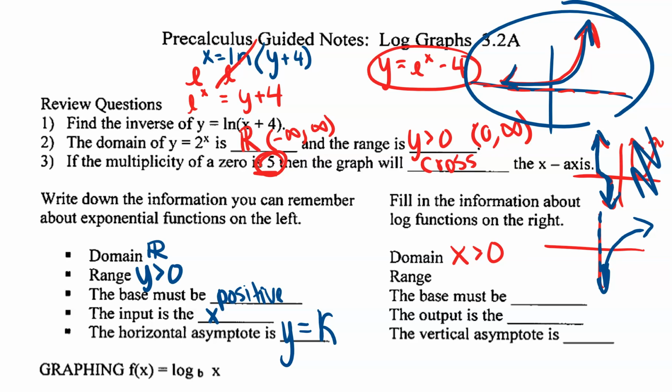So the domain is x has to be greater than 0. You can see here that this is on the right side of the axis. So x is always greater than 0. It's not going on the left side of the axis. The range is going to be all real numbers.